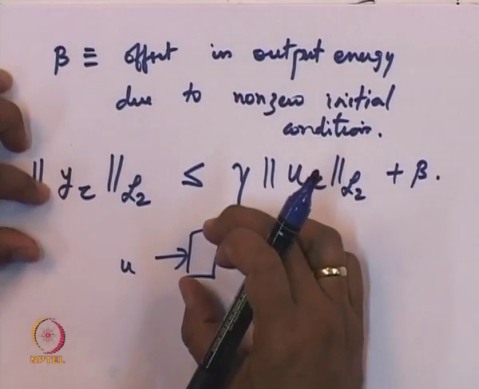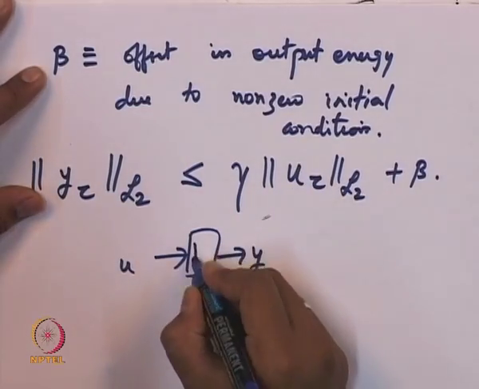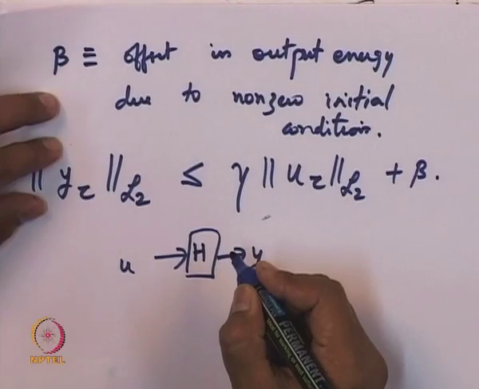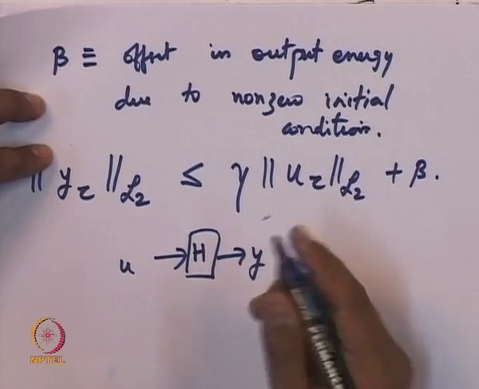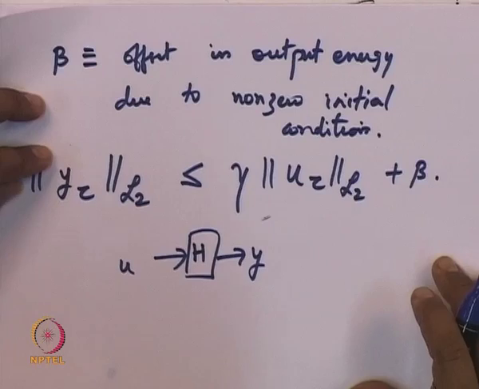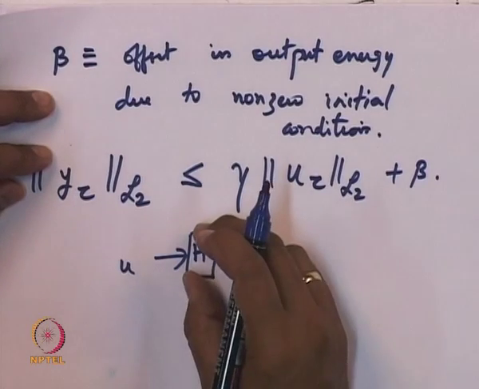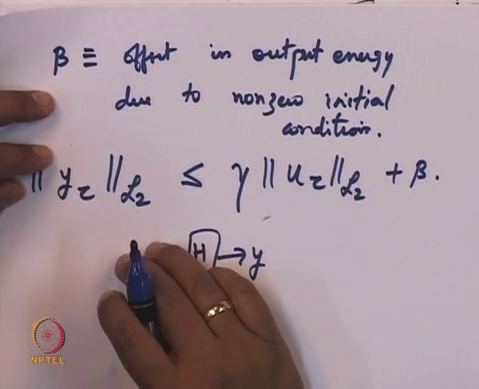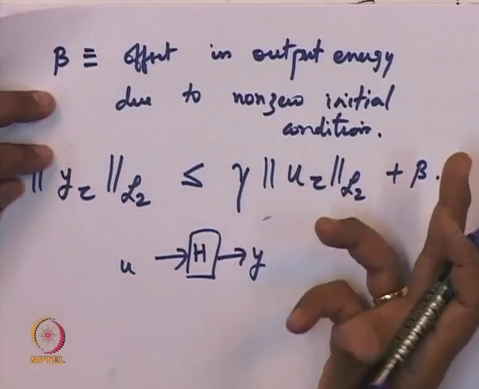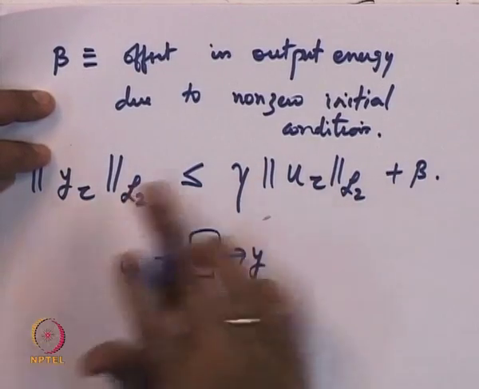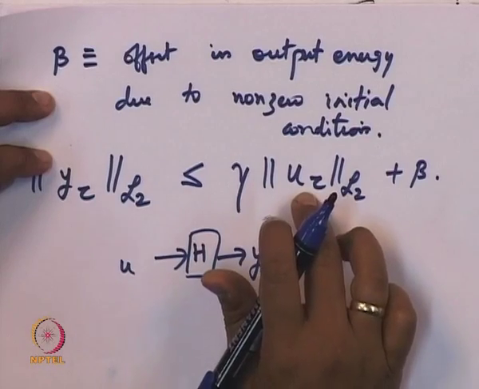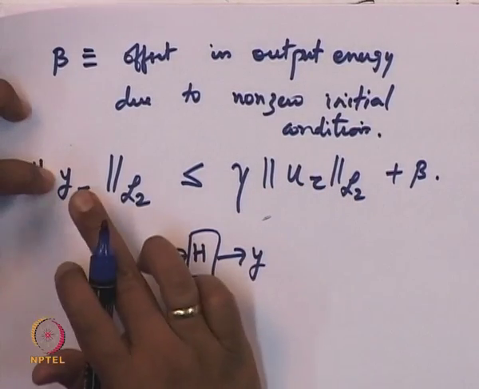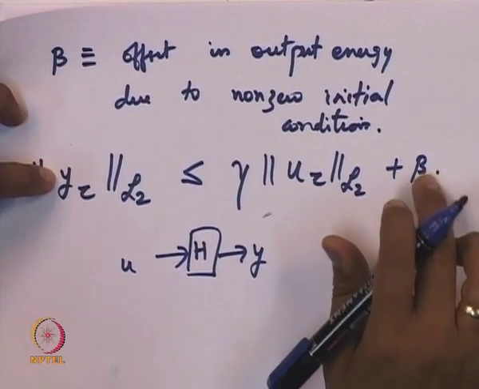This kind of also quantifies that the system H itself does not have a source of energy inside. Why does this rule out a source of energy within? Because if there is a source of energy within, even when you give zero input, the output can have a lot of energy. That is being ruled out by this fact that when you give input identically zero, then the output's energy is bounded from above by a value beta.